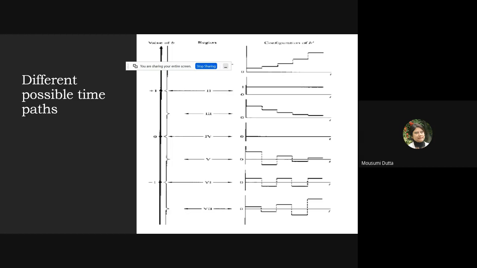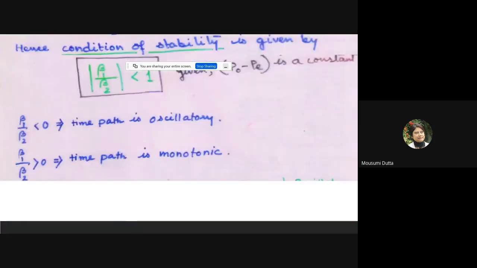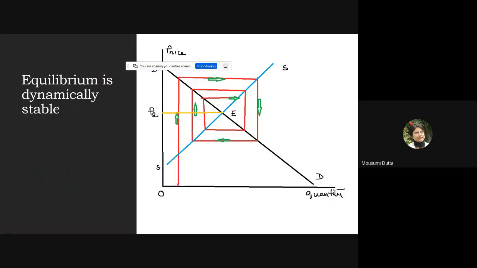So keeping these concepts in our mind, in the next step, we will move to several applications of first order difference equation in economics. Today, we will try to discuss the cobweb model. Cobweb model is a very famous application of first order difference equation. Now, why cobweb? Let me first show you a diagram.